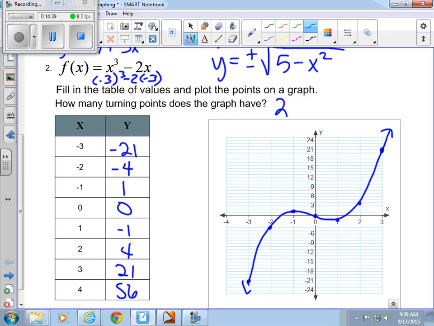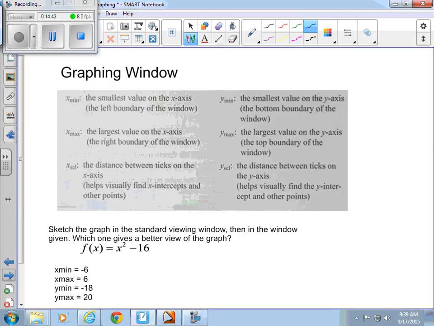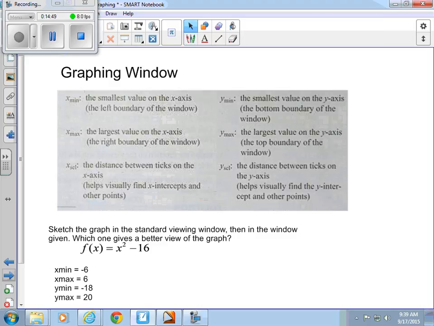Today our focus is going to be on window and using your calculator for graphing. Okay, so first I want to talk to you about your graphing window. If you will, get your calculator out and push the window button.